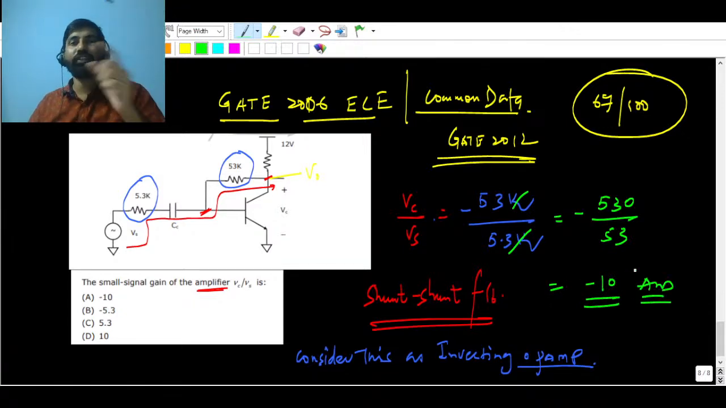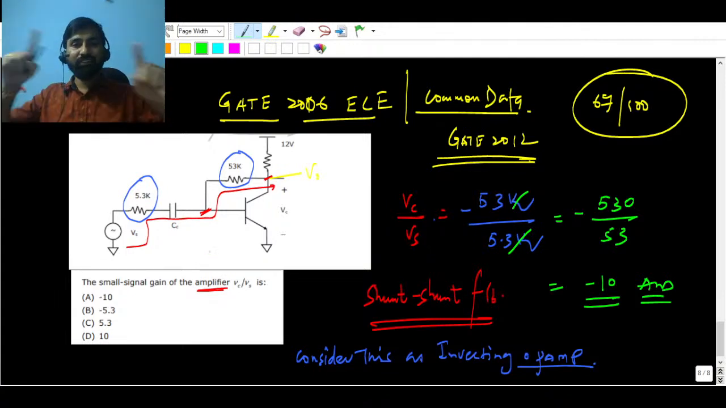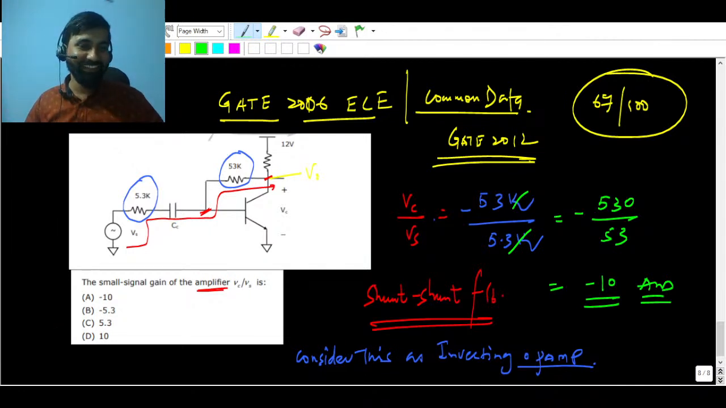So I think for GATE 2012 the answer was 10, because they were asking about the magnitude. Now they are asking about the magnitude as well as the sign. So you can see it will give you the negative sign, because you are applying input at the base, this is a common emitter amplifier, the basic amplifier is the common emitter, and shunt feedback is connected. So you can use the advantage of negative feedback and get the answer directly. A is the option.